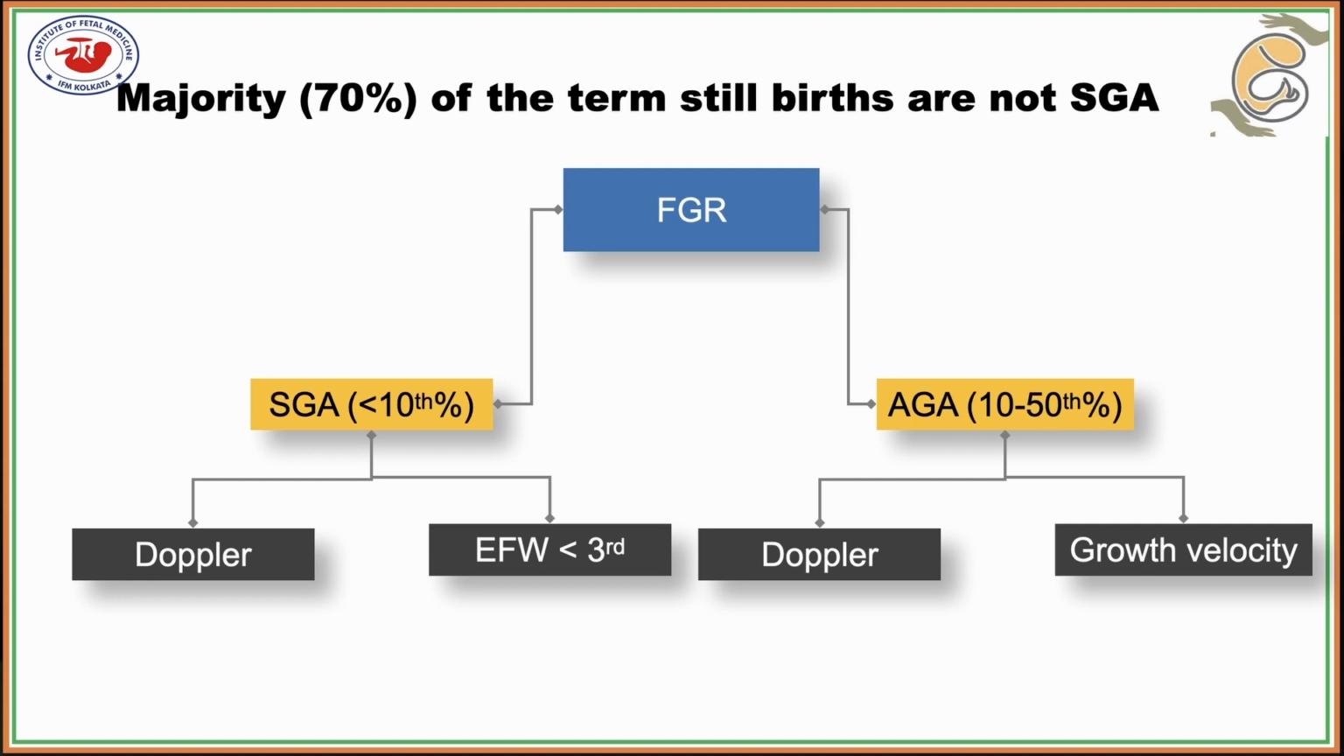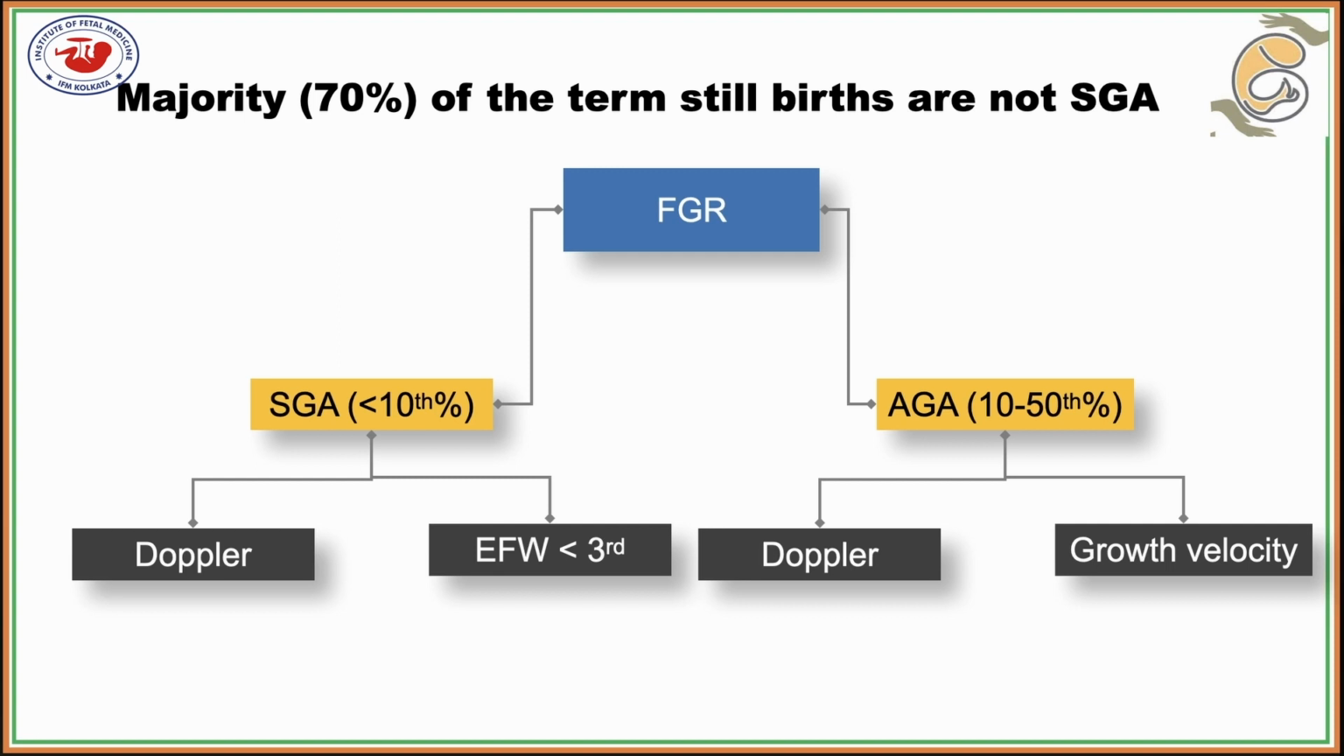Now, in small for gestational age, you can pick up which is truly small for gestational age, which is just a physiological thing, or which is the pathological counterpart of small for gestational age, which is fetal growth restriction, by doing Dopplers and estimated fetal weight. If there are Doppler abnormalities or estimated fetal weight less than 3rd centile, you know these are the pathological ones, and they need to be monitored more carefully and more closely.